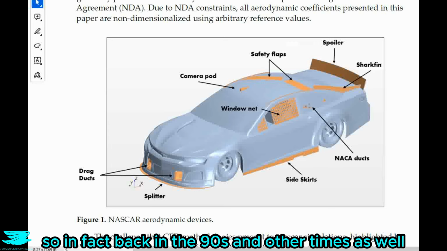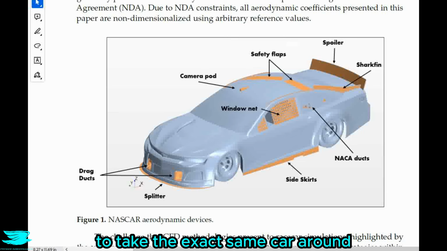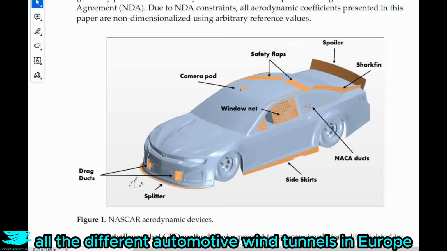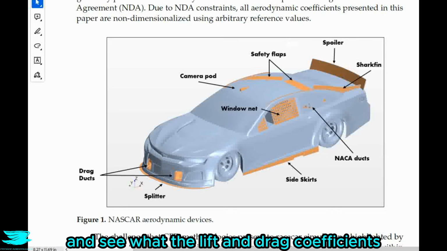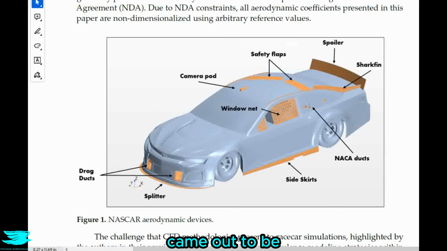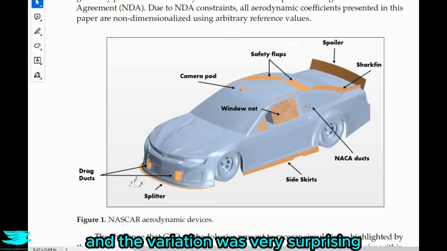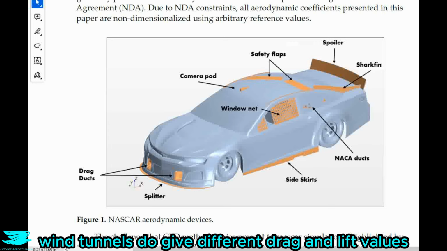So in fact, back in the 90s and other times as well, there was an effort in Europe, for example, to take the exact same car around to all the different automotive wind tunnels in Europe and see what the lift and drag coefficients came out to be. And the variation was very surprising at the time. A lot of people didn't realize that wind tunnels do give different drag and lift values.